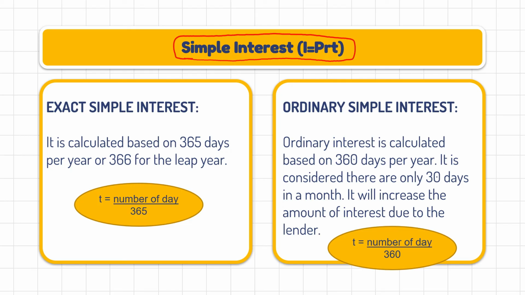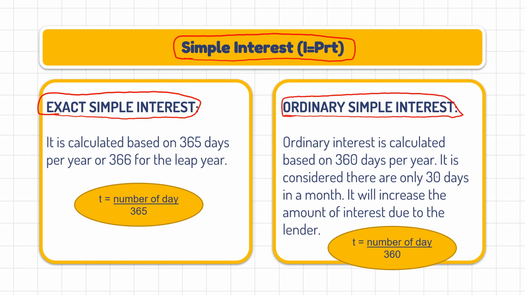Next, let's look at simple interest, where there are two types of simple interest. The first one is exact simple interest and the second one is ordinary simple interest. Let's look at exact simple interest first. For exact simple interest, it is calculated based on 365 days per year or 366 for the leap year. Therefore, for exact simple interest, our T will become number of days divided by 365.